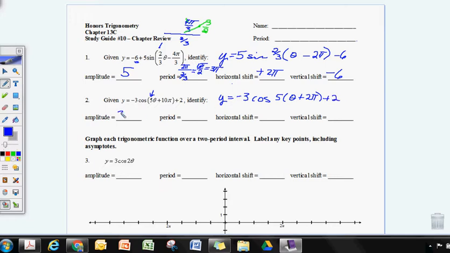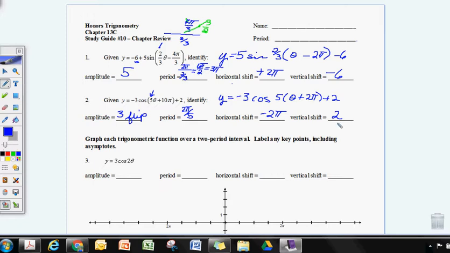My amplitude is always a whole number, not -3. The negative sign means there's a flip behind it. Your period is 2 pi divided by your B value, which is 5, so it's just 2 pi over 5. My horizontal shift this time would be a -2 pi. And my vertical shift would be +2.